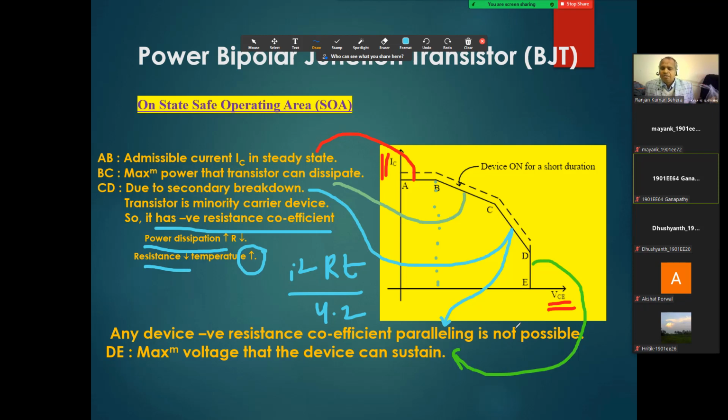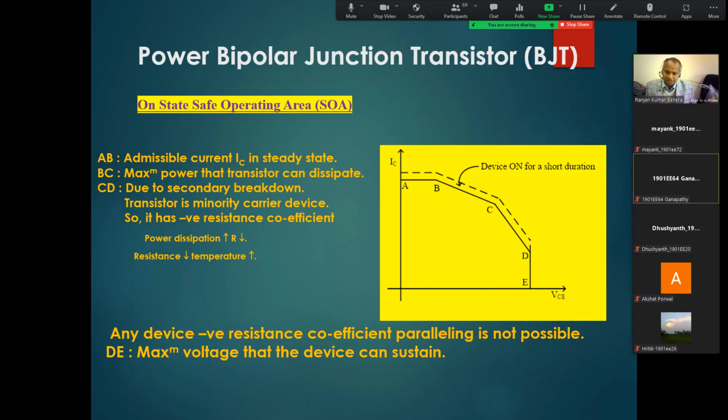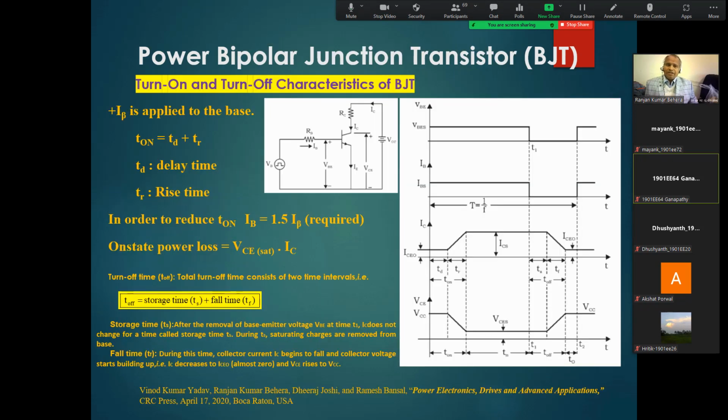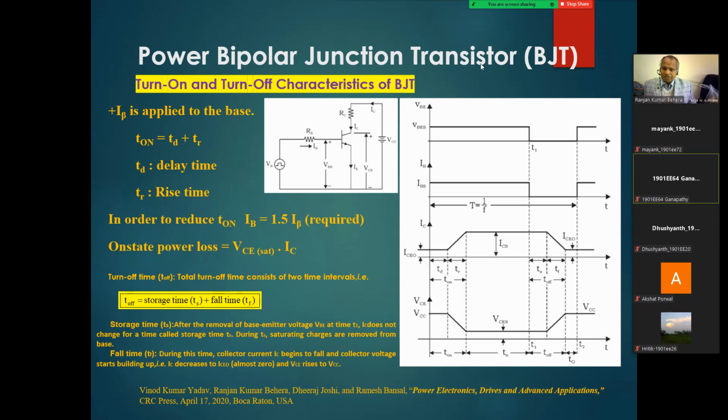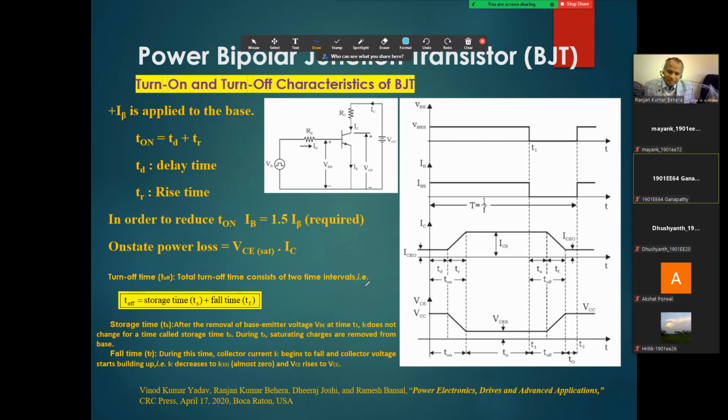That is why paralleling is not possible in these current driven devices. And when you see a BJT power junction, there are turn on and turn off characteristics, but here I don't think that we have given that much criticality. This is the transistor base driver circuit. This is your driver circuit for the base, and this is your load.